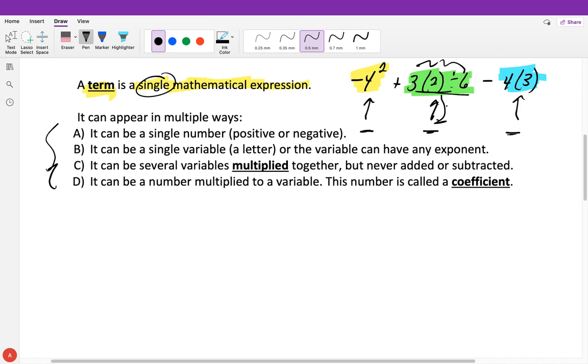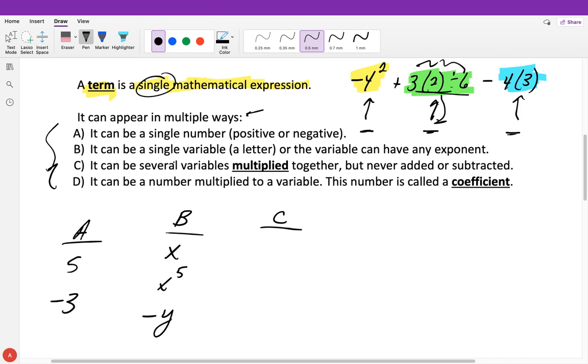A term is just a single mathematical expression, and it can appear in multiple ways, as it says. It can just be a single number, positive or negative. So for A, we can have a positive 5 or a negative 3. Those are both considered terms. It's a single mathematical expression, just a number. For B, it says that it can be a single variable, which is a letter, and it can have any exponent. So x can be an expression, x raised to the fifth power can be an expression, negative y can be an expression. A variable itself raised to any power is its own term.